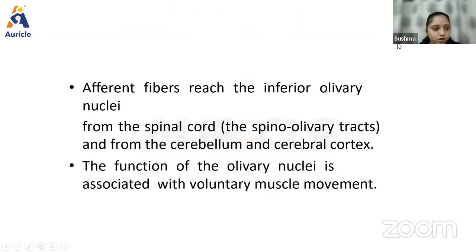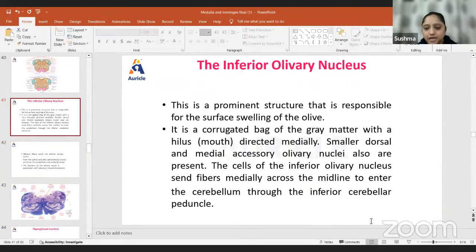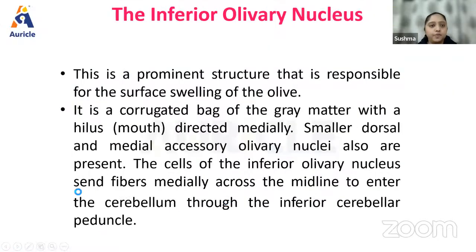Just a second, guys, I'm not able to see. Yeah, next we have the inferior olivary nucleus. Now this is a prominent structure that is responsible for the surface swelling of the olive. Why are olives called olives? Because of the presence of this inferior olivary nucleus. Again, this is a definition of ION which we keep memorizing in our first year.